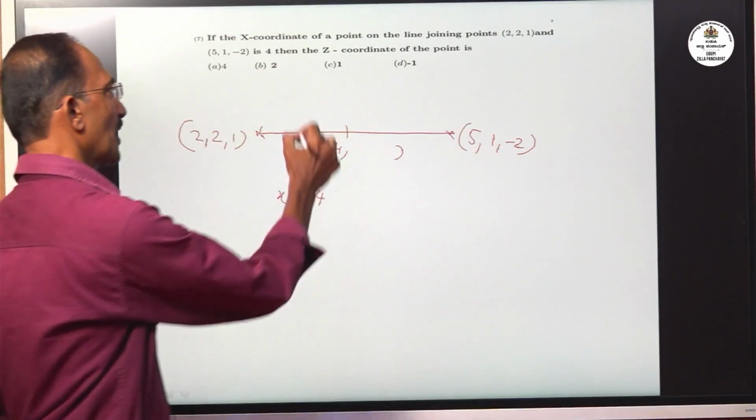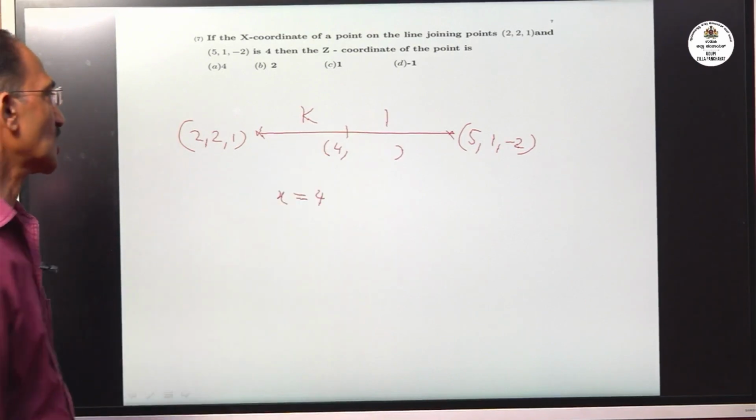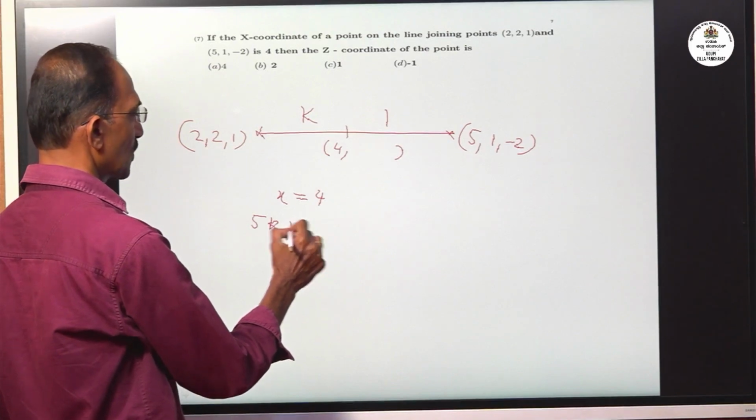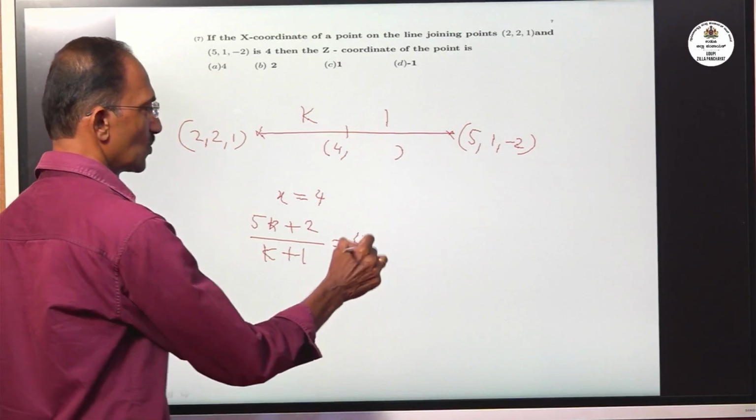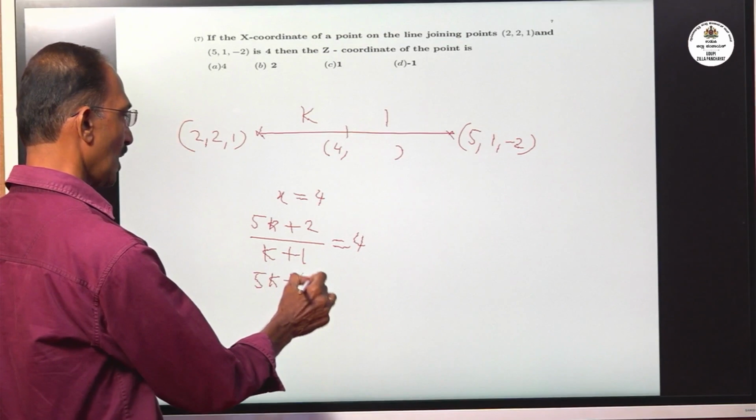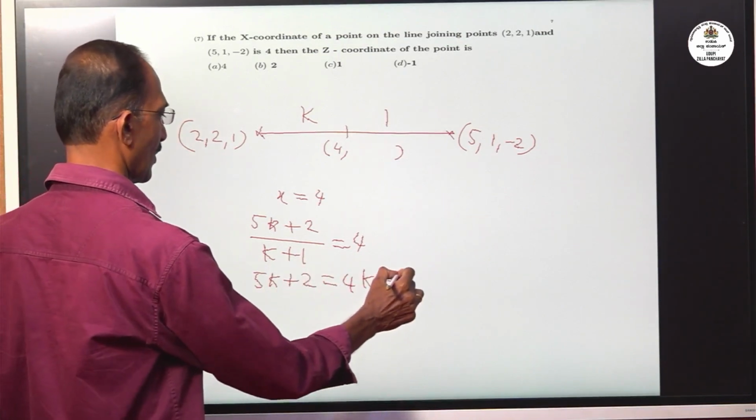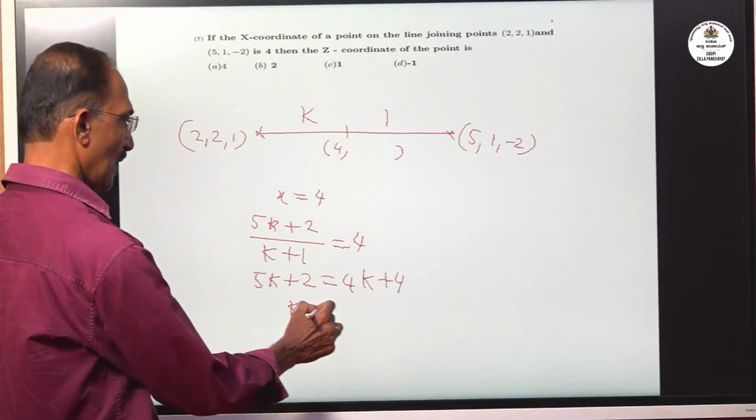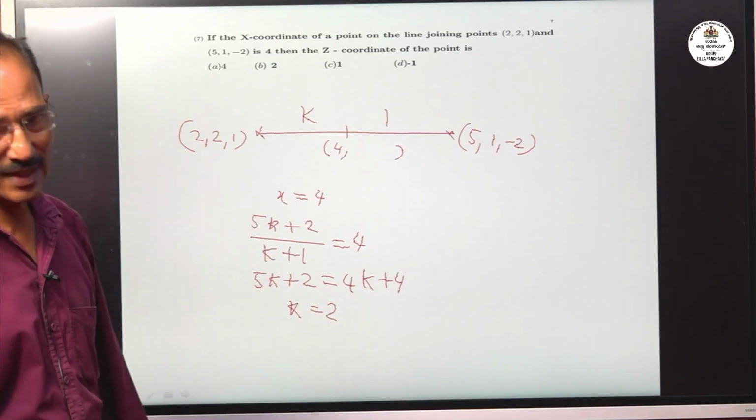So if you take it in the ratio k is to 1, then 5 into k and 1 into 2, 2 divided by k plus 1 must be equal to 4, or 5k plus 2 equals to 4k plus 4. So clearly it is k equals to 4 minus 2, k equal to 2. Now they ask what is the z coordinate of the point.